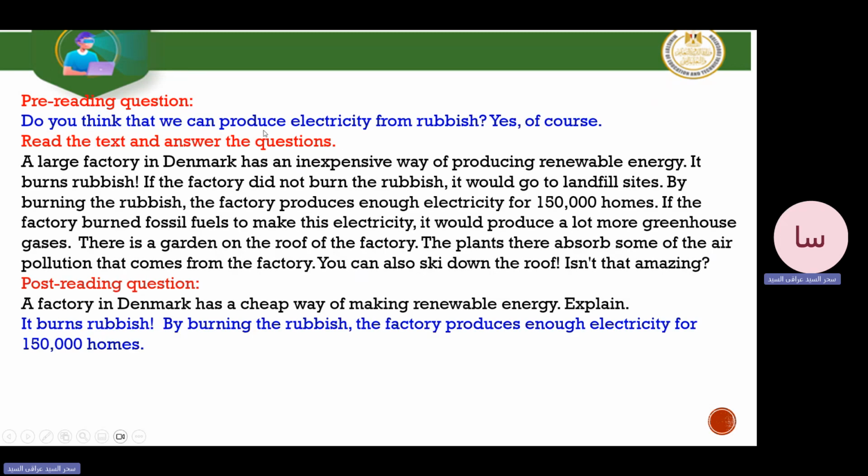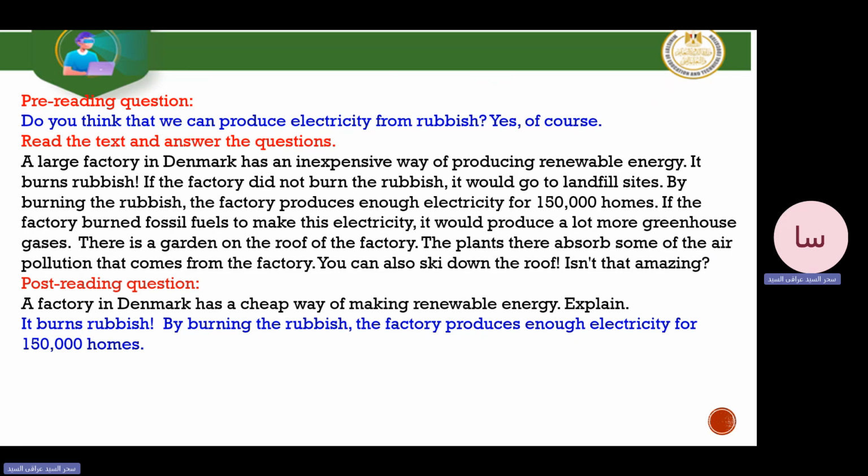Do you think that we can produce electricity from the rubbish? Yes, of course. Of course we can. And we have the evidence here. We have a factory in Denmark that turns the rubbish into a source of renewable energy. The factory in Denmark has a cheap way of making renewable energy. It burns rubbish. By burning the rubbish, the factory produces enough electricity for 150,000 homes.